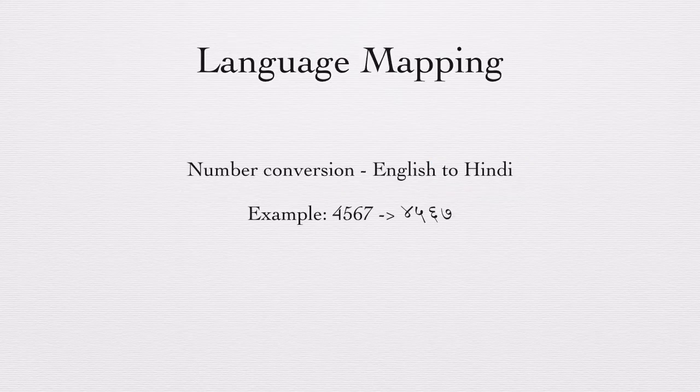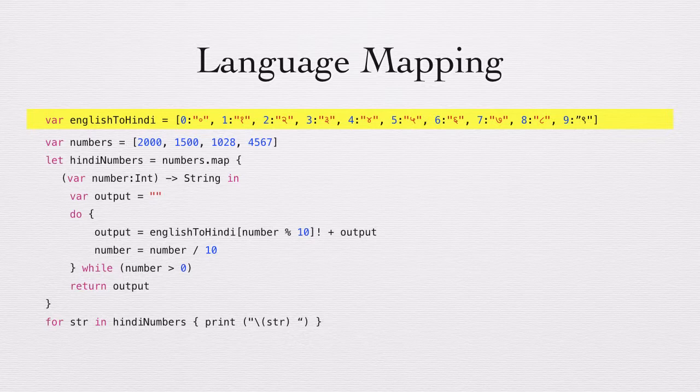Consider that you are required to print an English number in Hindi. As the example shows here, each digit in English is converted to its equivalent Hindi character, while printing the number in Hindi. So let us write a closure to achieve this goal. First, we write an array to provide the mappings for each English numeral to the equivalent Hindi numeral in character format. Next, we define a set of numbers for testing.